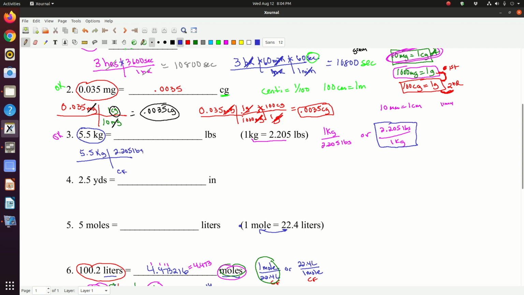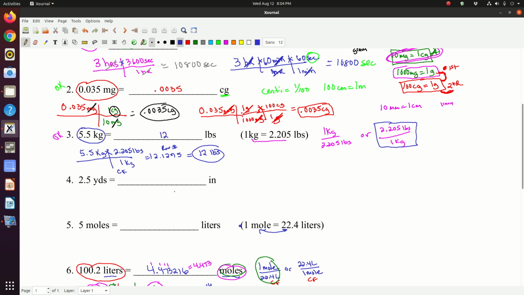2.205 pounds over 1 kilogram. So it's on the top, it's a multiplication problem. So when you multiply those 2 together, you get 12.1275. That's what I call a raw number. It's not significant figures. That's fine for today. But in significant figures, this number needs to only have 2 sig figs, so it'd be 12 pounds. That's the answer, 12 pounds.